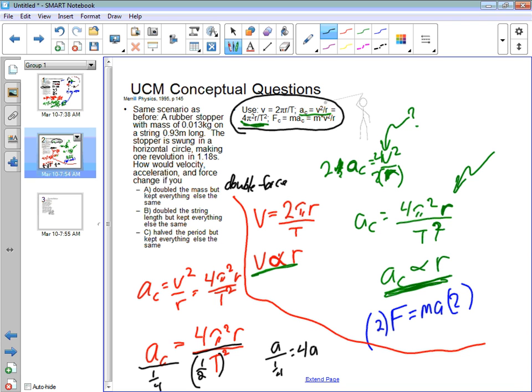And just like over here, force and acceleration do the same thing as long as you don't mess with the mass. You quadruple the acceleration, you're also going to quadruple the force. Good? Hopefully it makes sense.